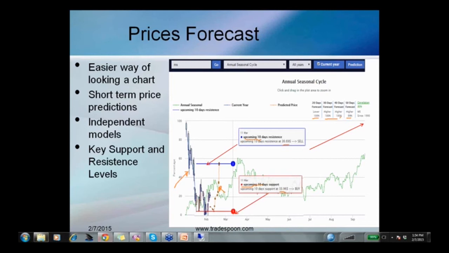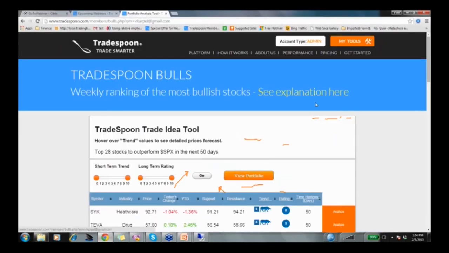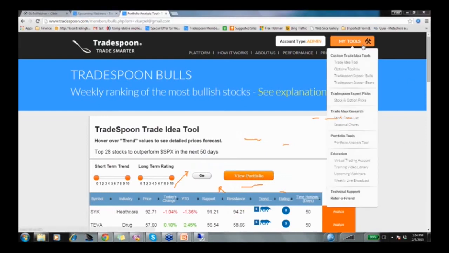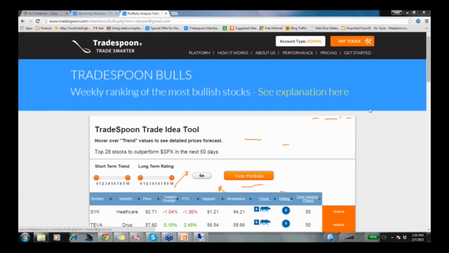So let's get into some of these examples. If you're a TradeSpot subscriber, before you execute your call spread strategy, you go to My Tools, and we have different tools for traders. Today we're going to talk about TradeSpot Bulls. So you click on TradeSpot Bulls, and let me erase some of these drawings.